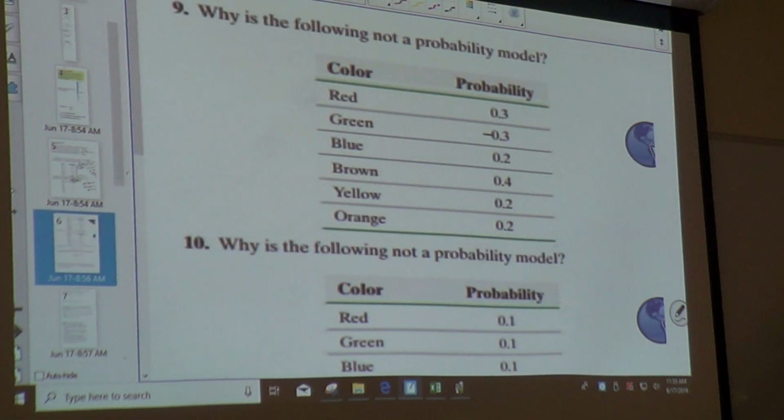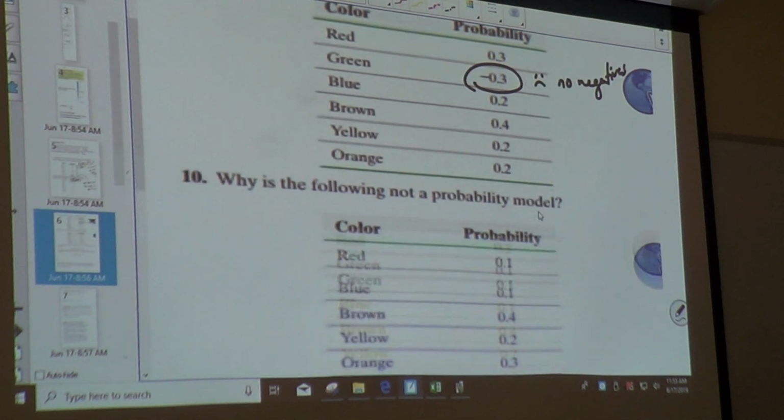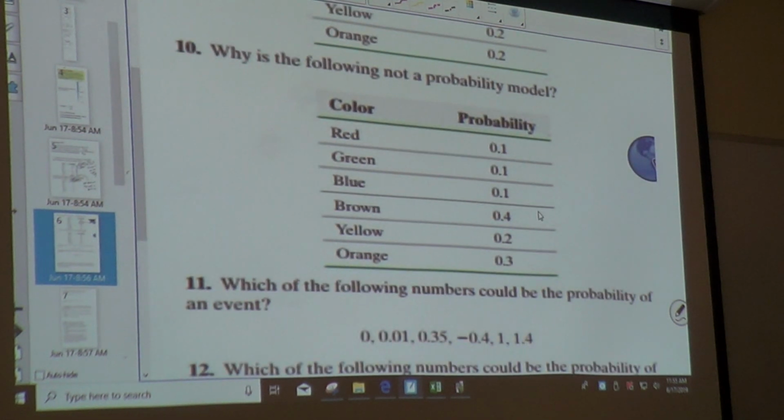Why is the following not a probability model? Right there. No negatives. Why is the following not a probability model? If I add these up, 4, 5, 6, 7, 8, 9, 10, 11, 12, it equals 1.2 instead of 1.